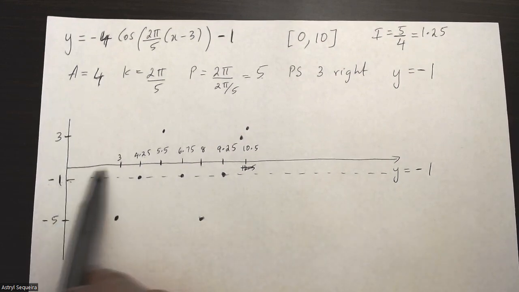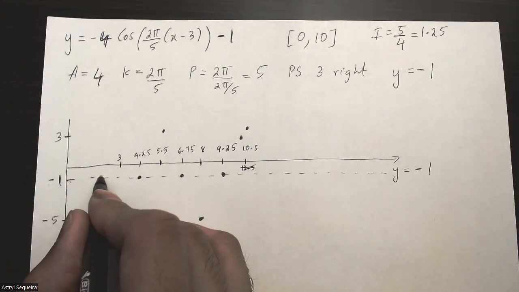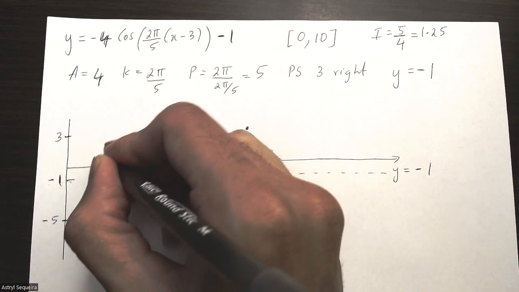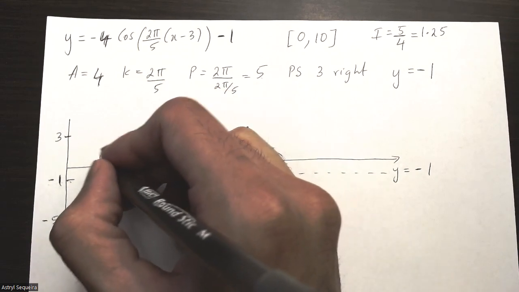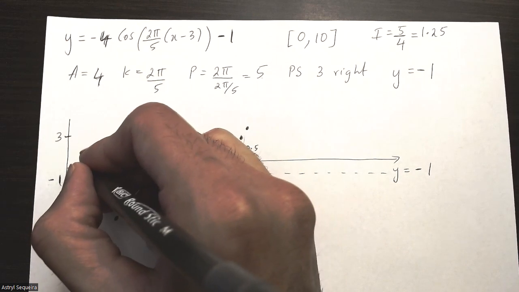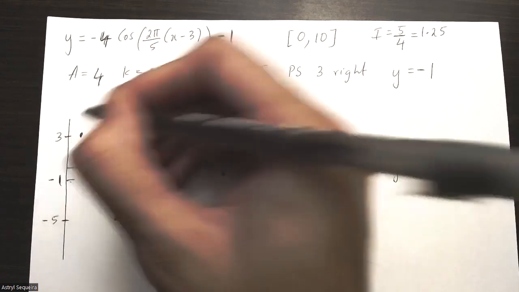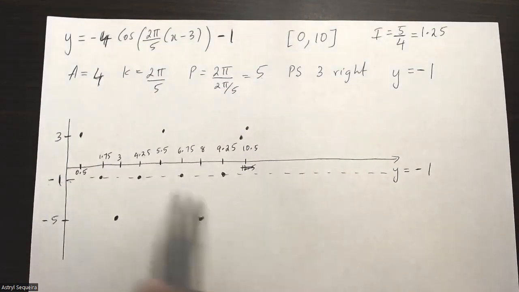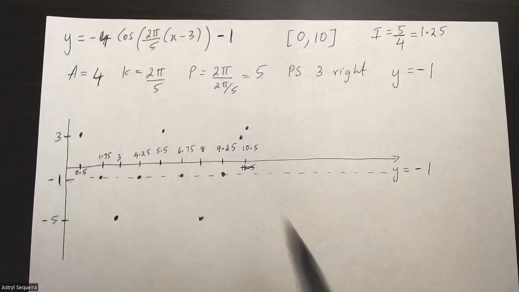Now let me complete this little gap over here. 3 minus 1.25, the axis point will be at 1.75. And then 1.75 minus another 1.25 is 0.5, which is going to be my maximum over here. So I just subtracted 1.25, my interval, for these 2 points.